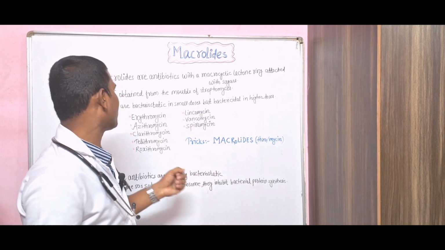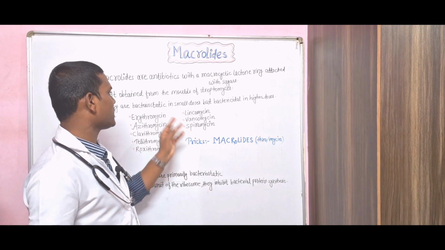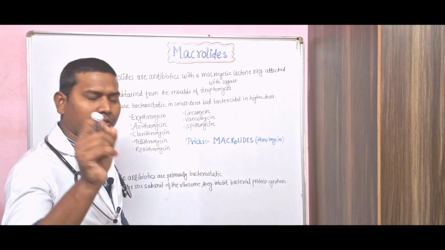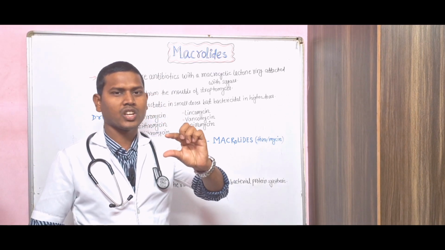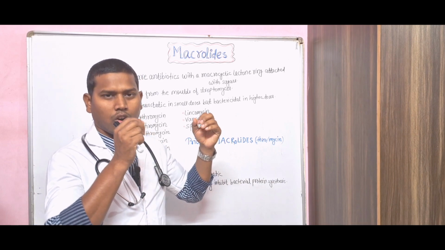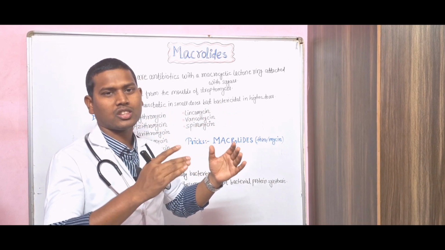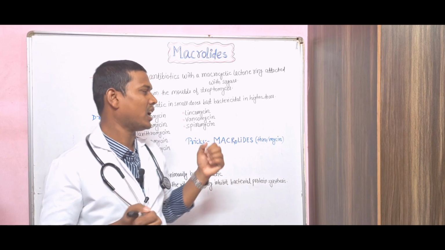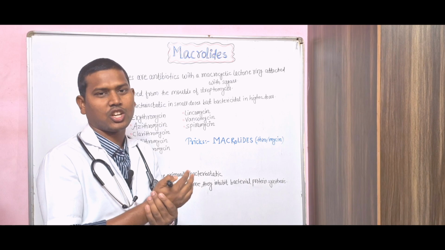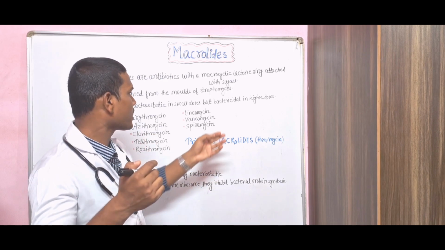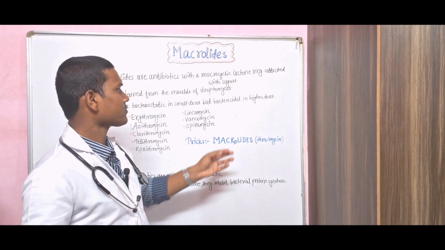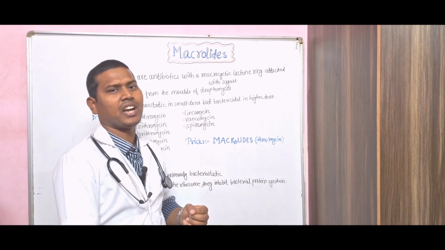They are bacteriostatic in small doses but bactericidal in higher doses. If we are giving a small dose, it will act as bacteriostatic, meaning it will only prevent the growth or multiplication of bacteria. But if we are giving a higher dose, a higher concentration of the drug, it will act as bactericidal. It will kill the bacteria.